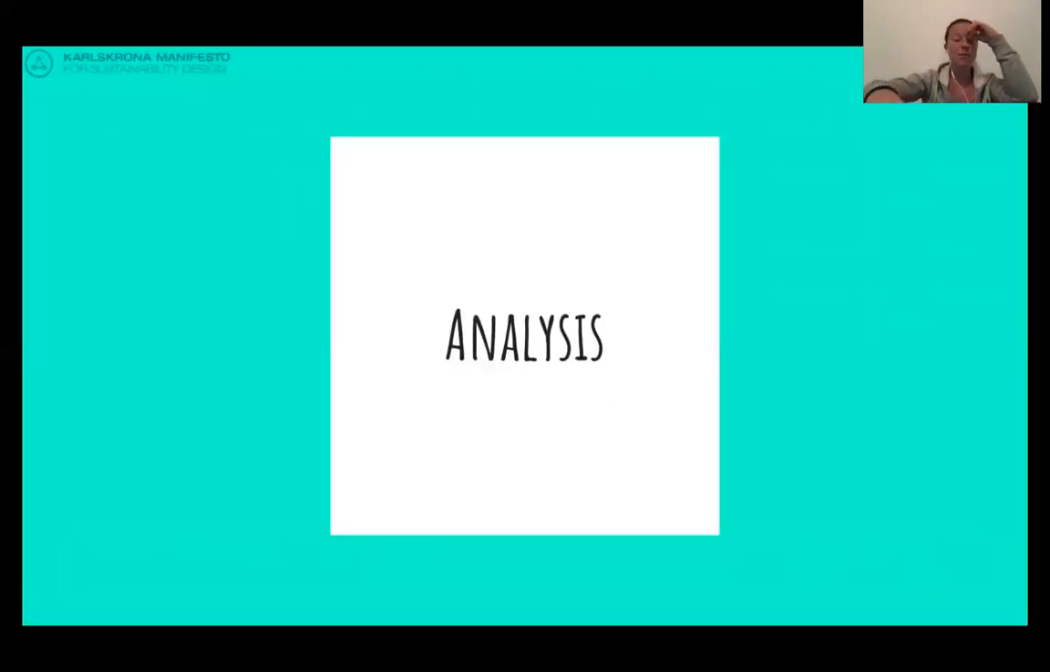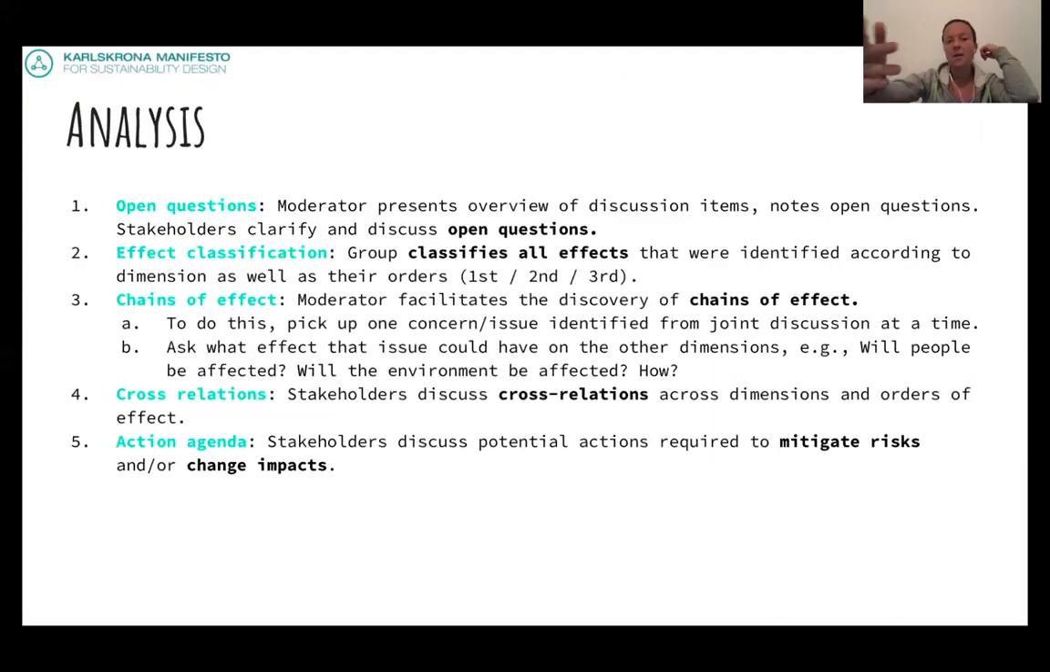And with all that, we're done with the capture and brainstorming part, and we move on to the analysis part. So we start with some open questions. If I, as the moderator, was following along as you were discussing through all these items, I could keep a list of open questions that I have. And then you, as stakeholders, could clarify them. That we can't really do right now.